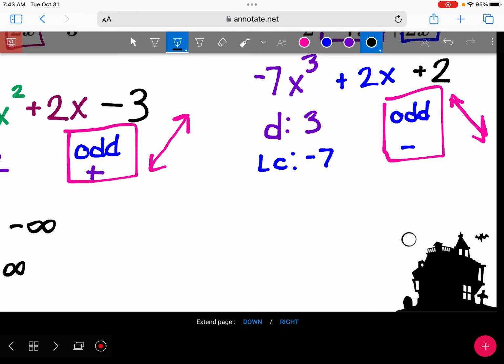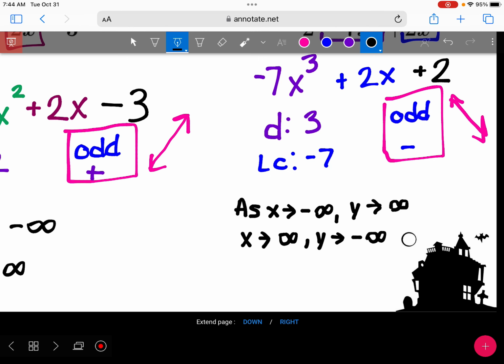So we can write out our end behavior. This is the last end behavior we're going to write today. As x approaches negative infinity, y approaches positive infinity, because my left arrow is going up. And then as x approaches positive infinity, y approaches negative infinity. Good.